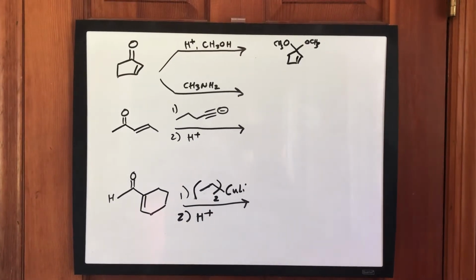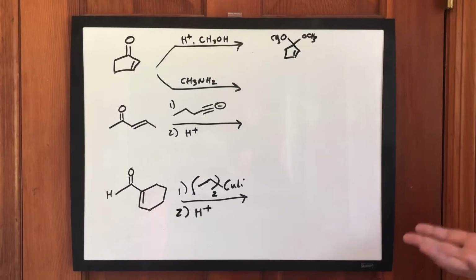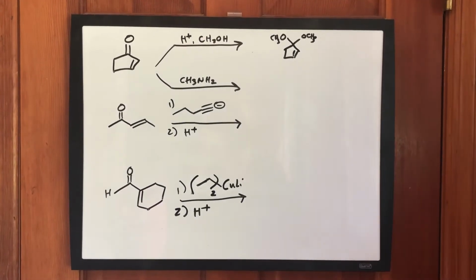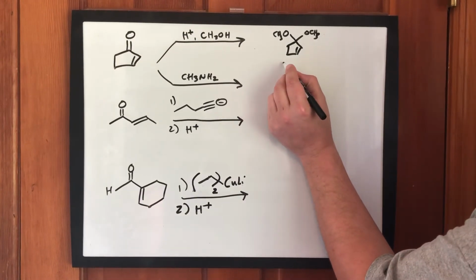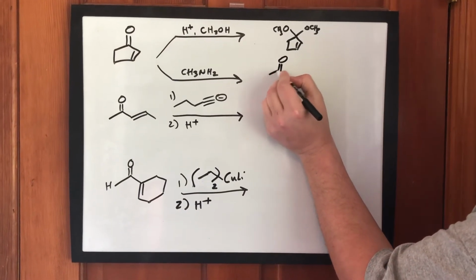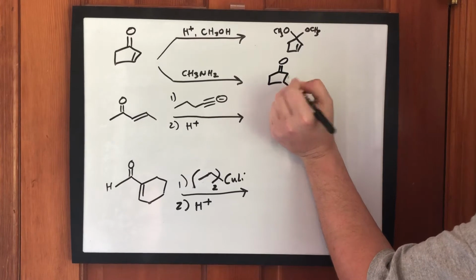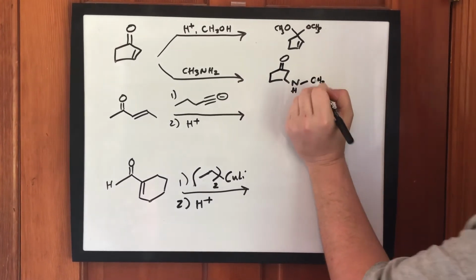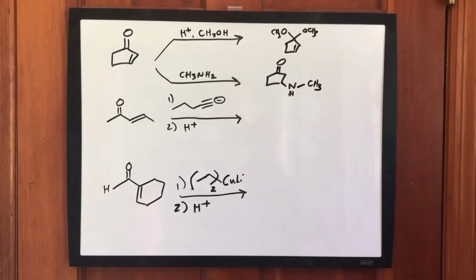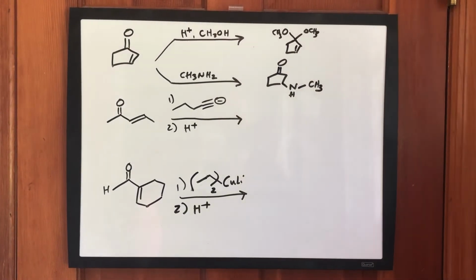The second case, treatment with an amine, those are nucleophiles that preferentially add to the 1,4 position. So this reaction would proceed by having that nucleophile add directly to the beta carbon, and then you would reprotonate the enolate to get back the carbonyl compound.